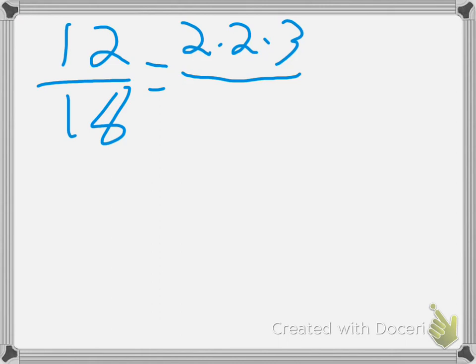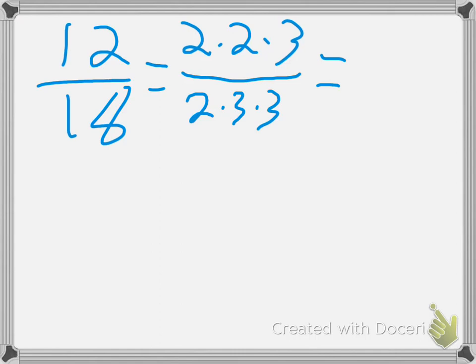Now let's look at 18. 18, I know I can split up into 2 and 9. So 2, and then 9 isn't prime, so I can make that 3 multiplied by 3. So that's my prime factorization of both 12 and 18. And I can write my fraction as 2 times 2 times 3, which is 12, over 2 times 3 times 3, which is 18.